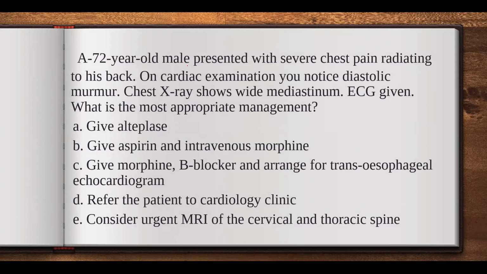A 72-year-old male presented with severe chest pain, radiating to his back. On cardiac examination, you notice a diastolic murmur. Chest X-ray shows a wide mediastinum. So that's your clue to the diagnosis. Severe chest pain, 72-year-old, radiating to the back. Which chest pain radiates to the back? Okay, and you got the X-ray finding. So what is your diagnosis?